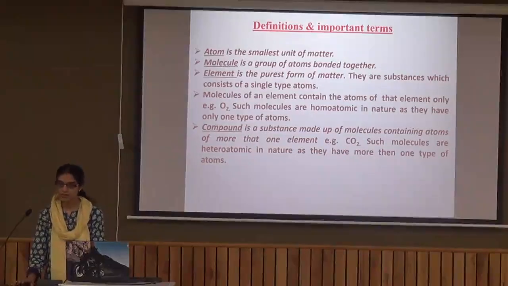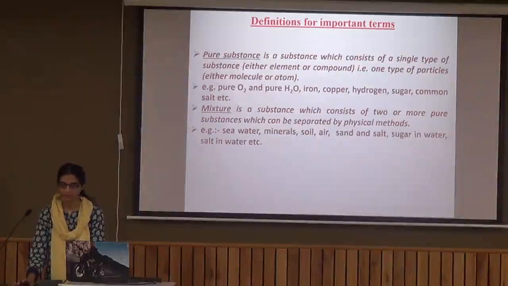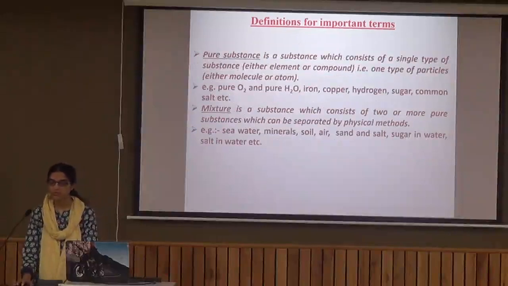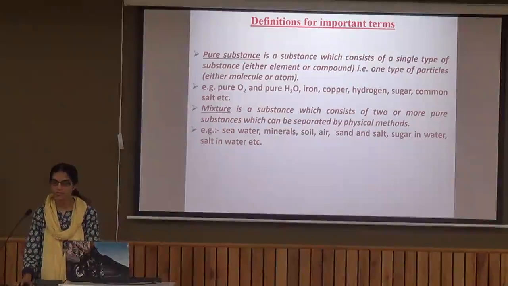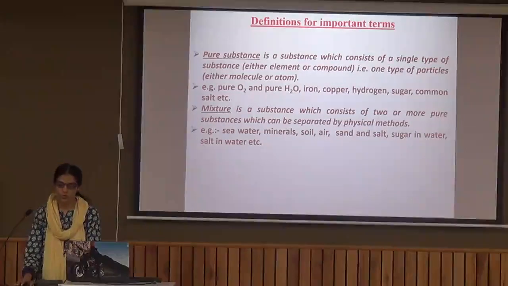Molecules of element will contain alike atoms, like oxygen, nitrogen, etc. Similarly, molecules of compound will contain atoms of more than one type, like water, salt, etc. If we have to define, a pure substance is a substance which consists of a single type of particles only. Example, oxygen, water.